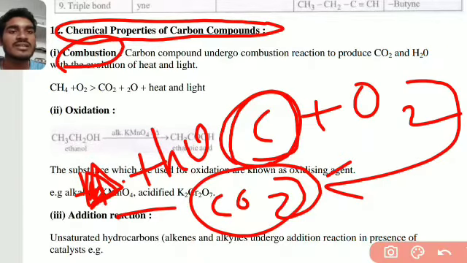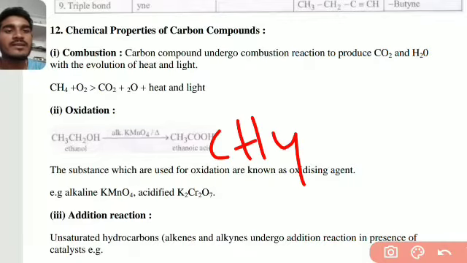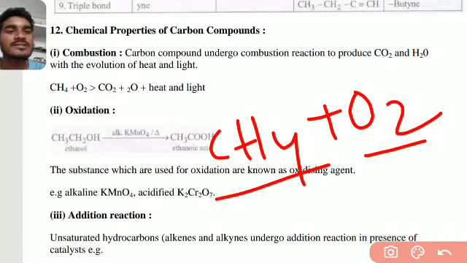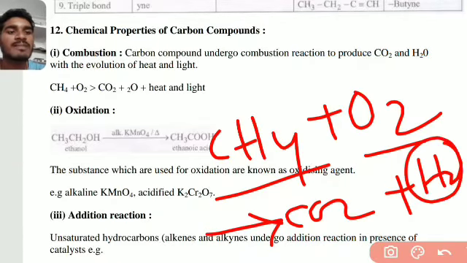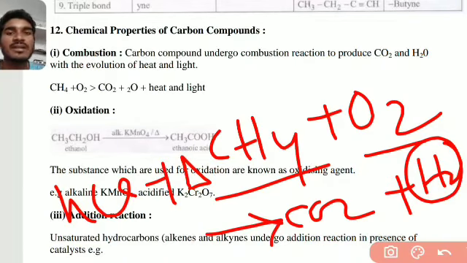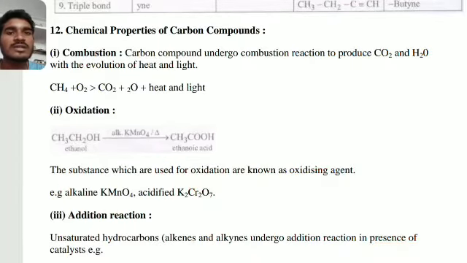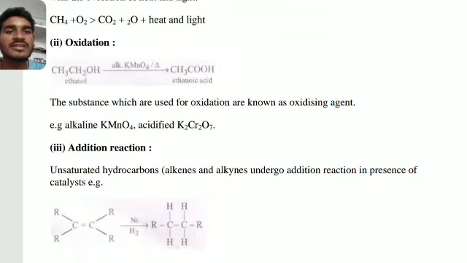Carbon compounds undergo combustion reactions to produce carbon dioxide plus water, right? For example, methane reacts with oxygen gas to produce CO2 plus water, plus light and energy. Heat is nothing but a form of energy, right? So this is a combustion reaction. These are very important for gaining 4 marks. Okay, are you understanding? I think so.